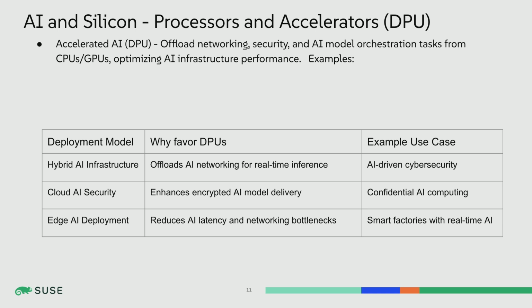So if you want to do things like offloading AI networking for real-time inference, for cybersecurity, that would be an example of a DPU use case. If you want to do cloud AI security and you want to encrypt AI model delivery at the DPU level, you can do so. Or you can look at edge AI deployments where you want to reduce the AI latency, like for example in a small smart factory with real-time AI. That would be another example where you can use a DPU.